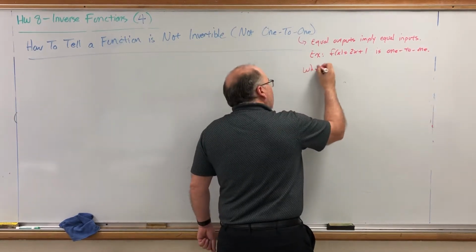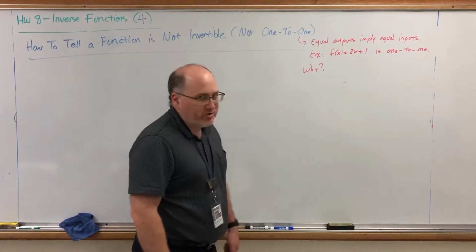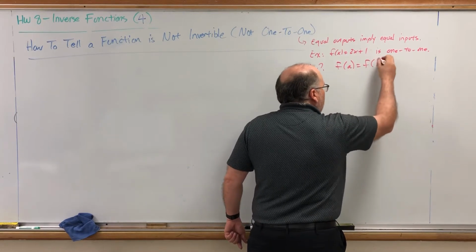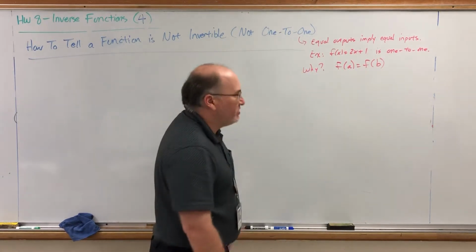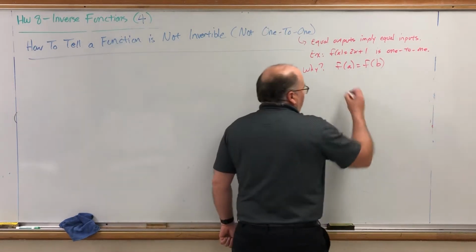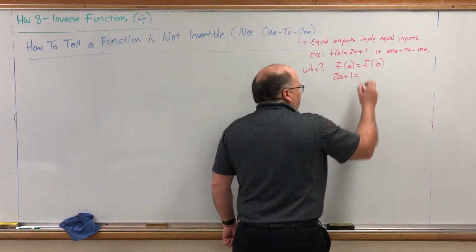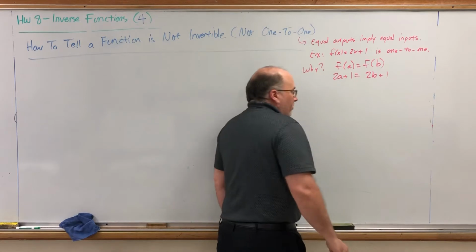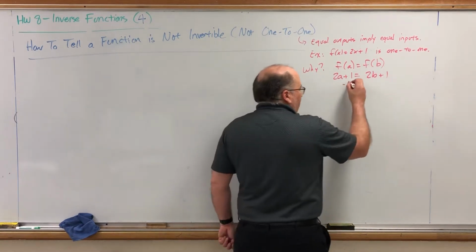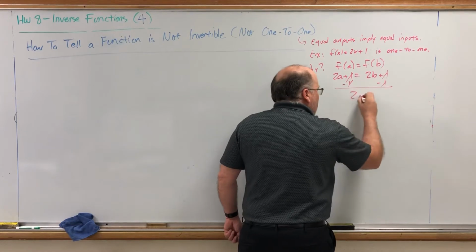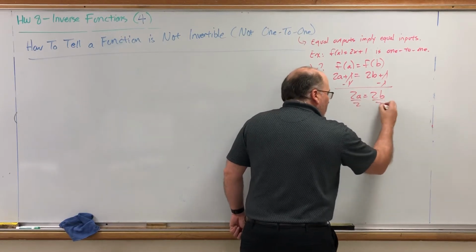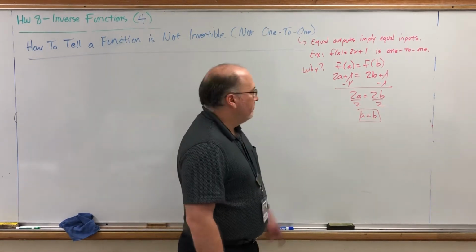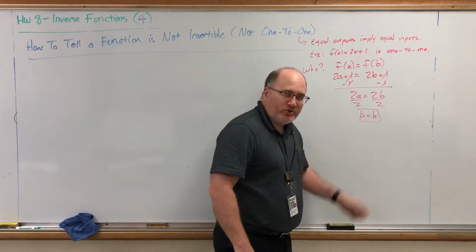Why? Well, let's pretend we put in two different numbers and get out the same answer. Let's call those numbers a and b. So we're forcing the outputs to be equal. Does this force the inputs to be equal? Well, our function says double and then add 1. So f of a equals 2a plus 1 and f of b equals 2b plus 1. Well, if we start stripping down one side by minusing 1 and then dividing by 2, it says that the inputs were equal. So equal outputs forced the inputs to be equal.